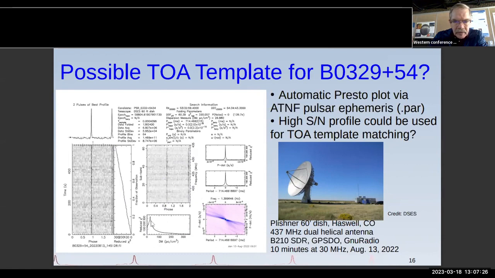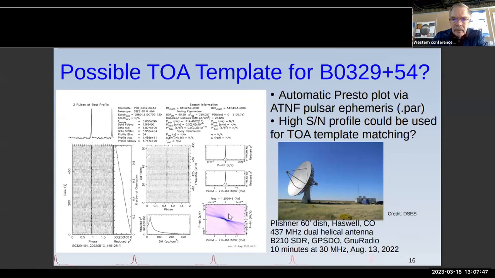This shows your dispersion measure peaked at the right value. If your dispersion measure peaks at 0, that means your signal's coming from your shack. You're not getting very far. And then this is the period and period dot, which has a very strong signal to noise that peaks at the right period value. This is the published period value.